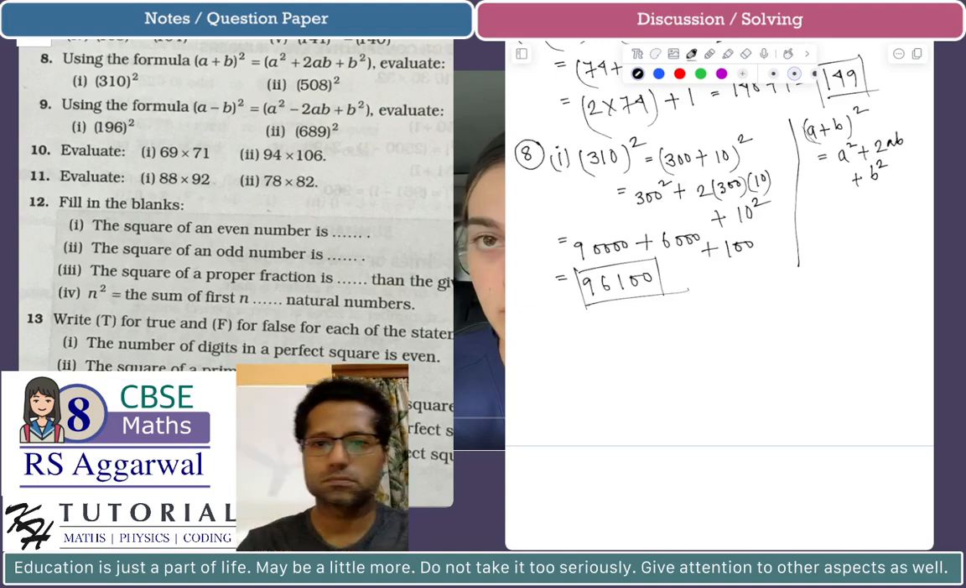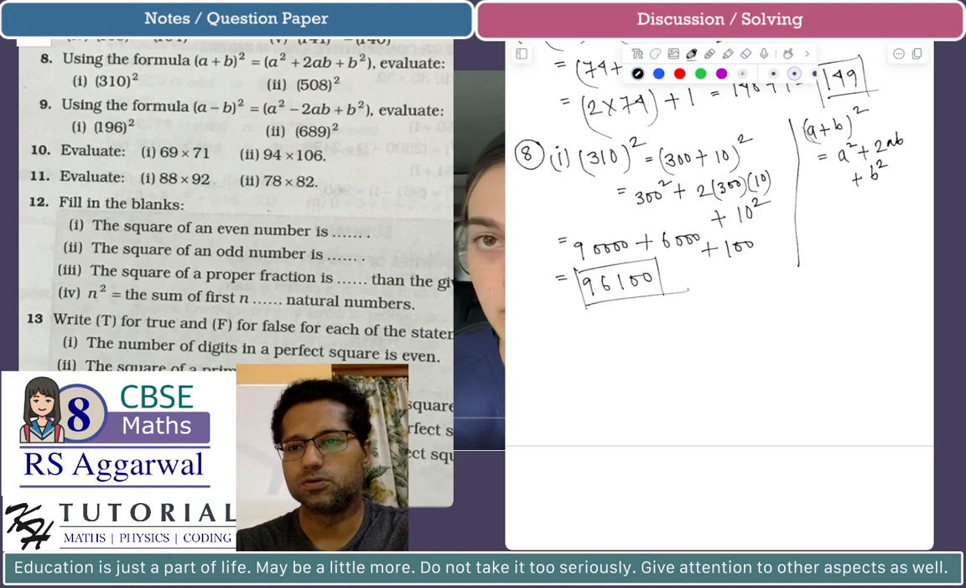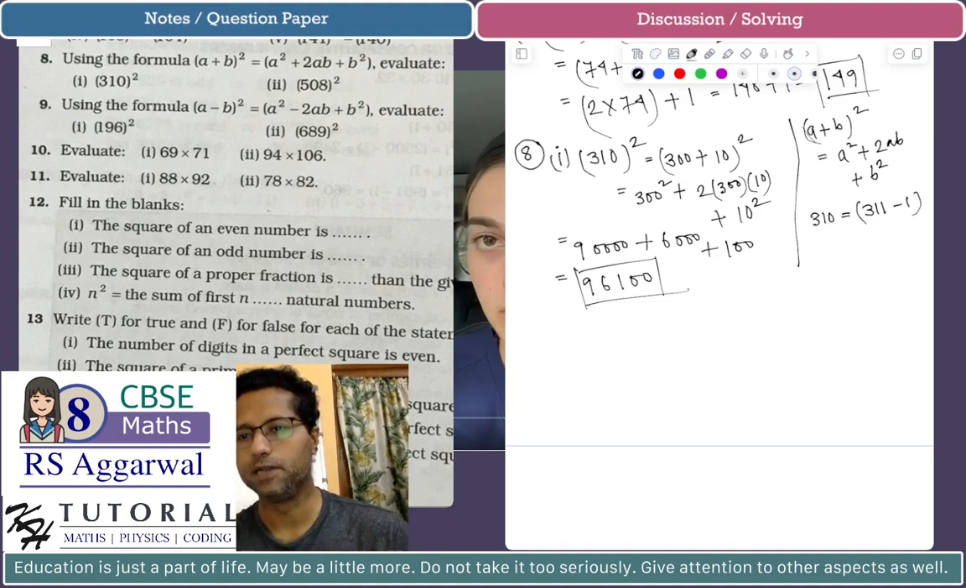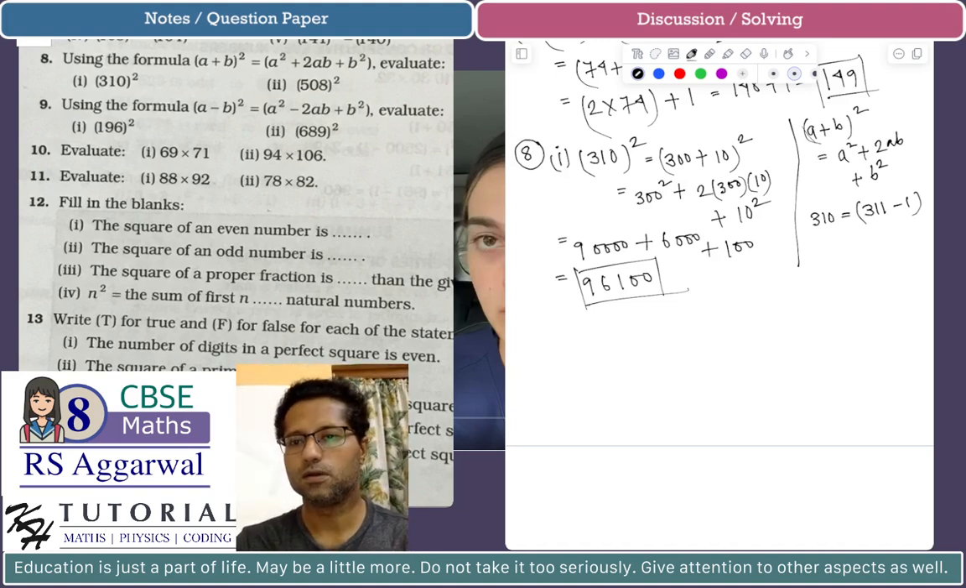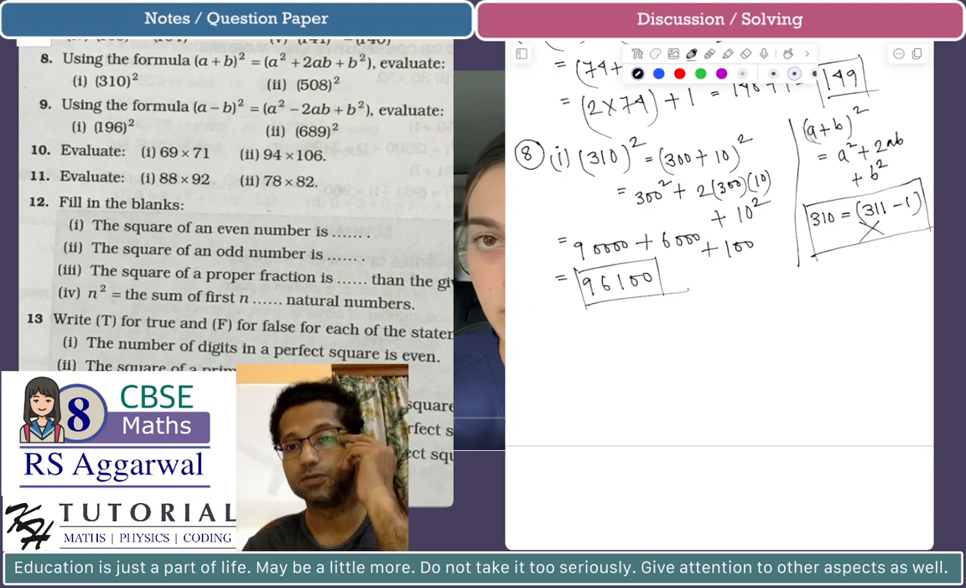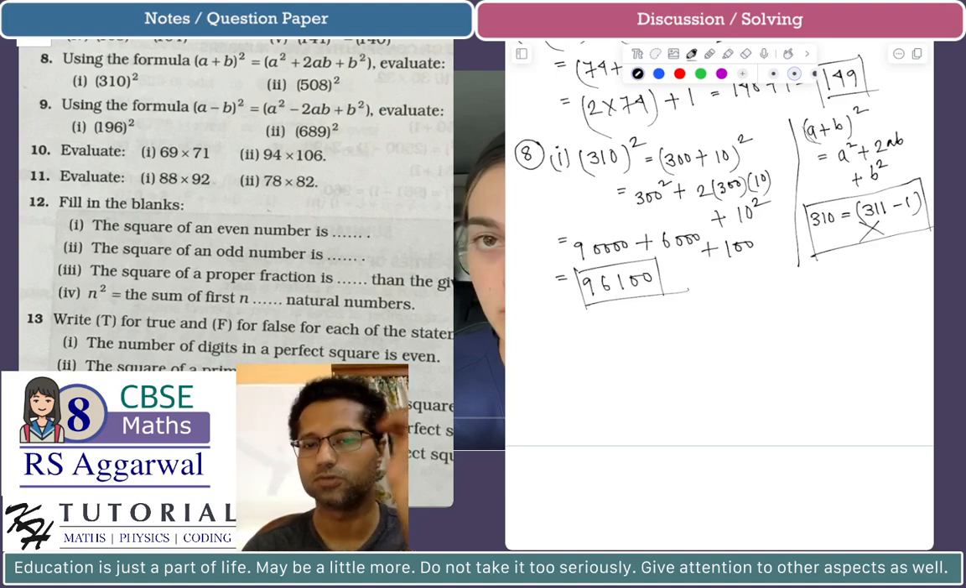Now please do not try to express 310 as, let's say, 311 minus 1. You can do this, 1 is fine, but to find the square of 311, it will take some time. So please do not do this. This is a bad idea. You have to wisely express the given number as a sum of two numbers a and b, such that it is easy to compute a square and b square.